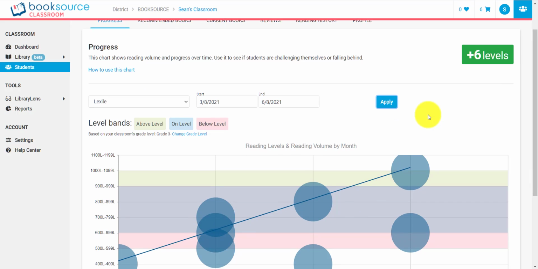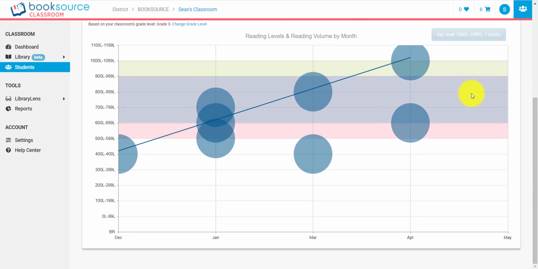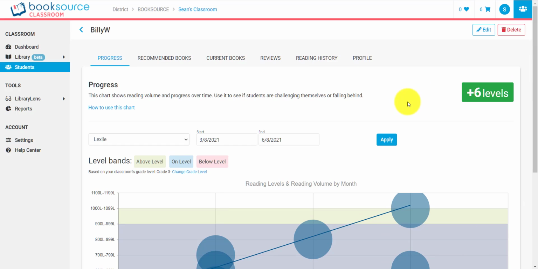You can also take any of this information and you can print it and you can bring this to a parent-teacher conference. And that is very helpful in showing what exactly is happening in a classroom with this particular student and showing that to the parents.